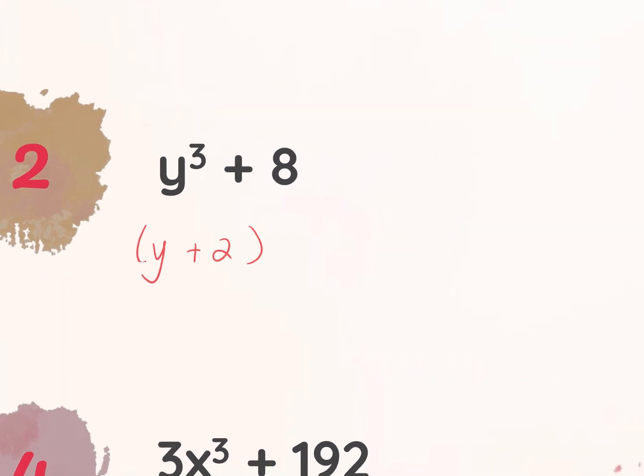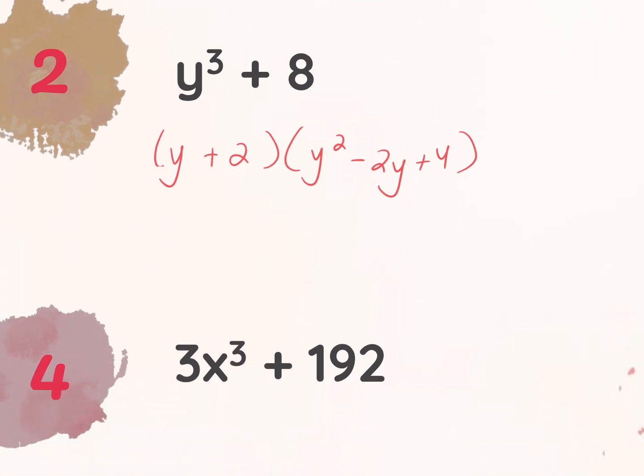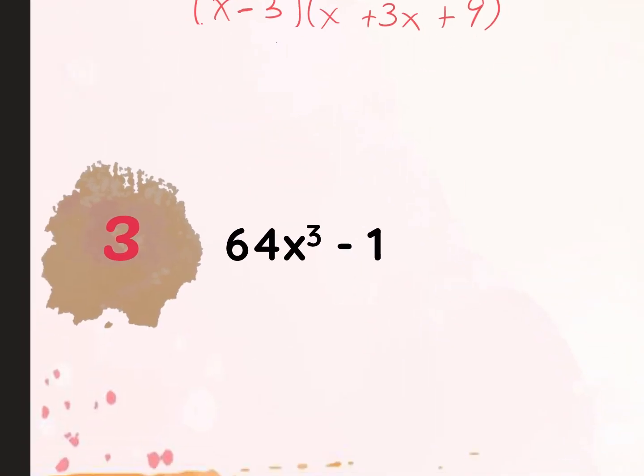And then what's inside my trinomial? What am I going to write? Y squared, plus or minus? Minus 2y. Good. Then what? Plus 4. Good. Very good, guys. Any questions? All right. Let's look at this one.